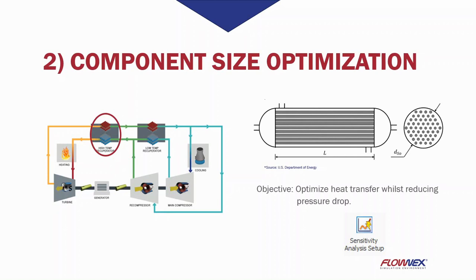However, a longer heat exchanger produces a higher pressure drop, and the compressor needs to work harder, taking power and reducing the efficiency of our cycle. An optimum point can therefore be achieved. By using FlowNEX's sensitivity analysis, we can vary our heat exchanger length and plot the resulting net power output of our shaft.